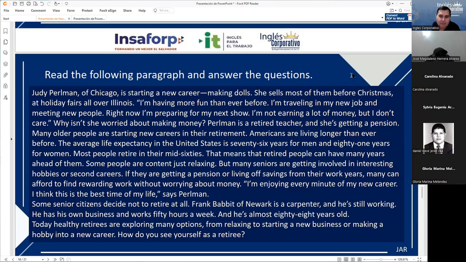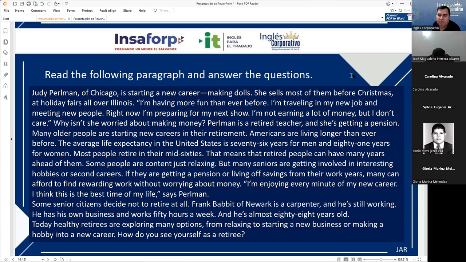I'm enjoying every minute of my new career. I think this is the best time of my life, says Perlman. Some senior citizens decide not to retire at all. Frank Babbitt of Newark is a carpenter. He's still working. He has his own business and works 50 hours a week, and he's almost 88 years old. Today, healthy retirees are exploring many options, from relaxing to starting a new business or making a hobby into a new career. How do you see yourself as a retiree?